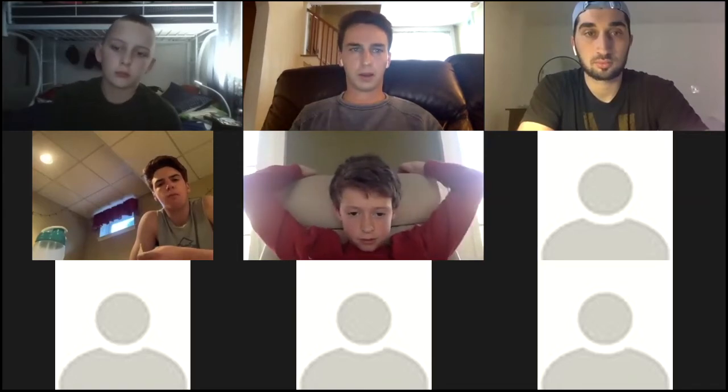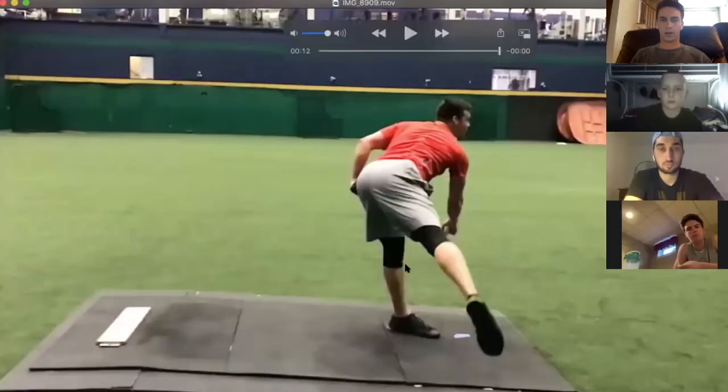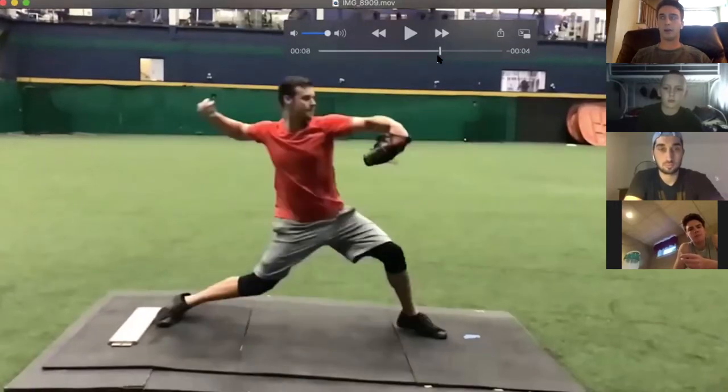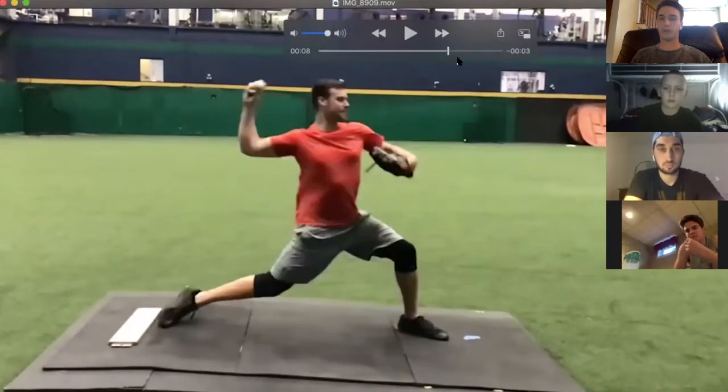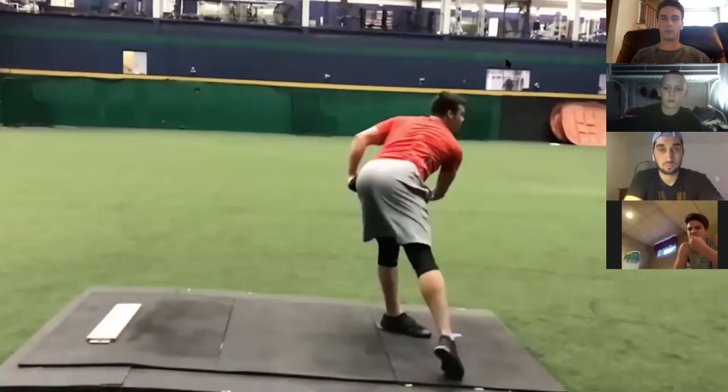So let me pull this back up. Something that is really common to hear is don't fall off the mound. If you're falling off the mound, if you fall off to that first base side, you're out of control.